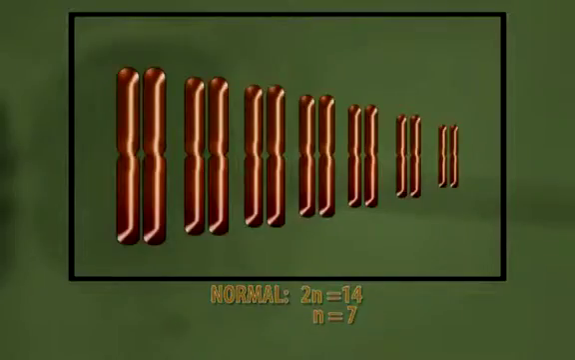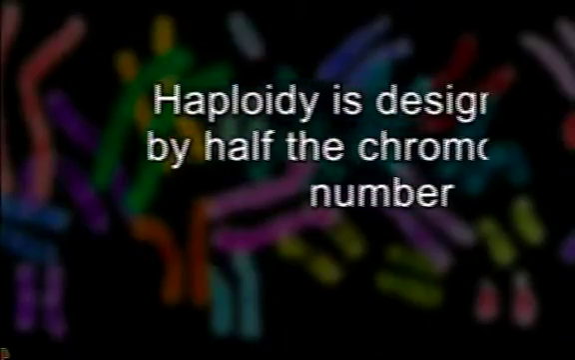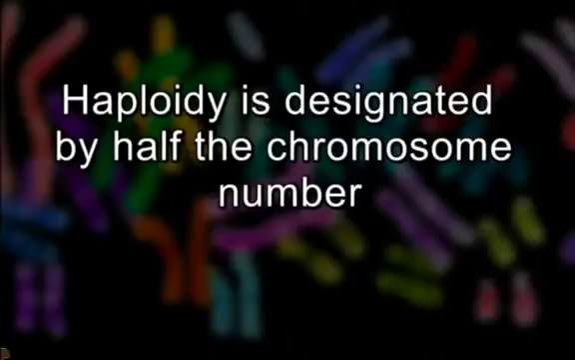Monoploid is a condition designated by one complete set of chromosomes, x, whereas haploidy is a condition designated by half of the somatic chromosome number. That means in polyploids the haploid condition is different from that in diploids. In the case of diploids, the monoploid and haploid conditions are the same.